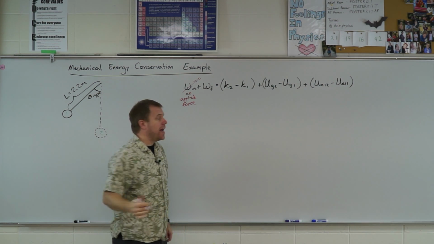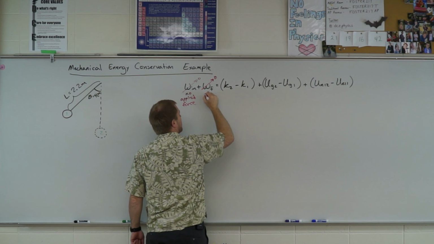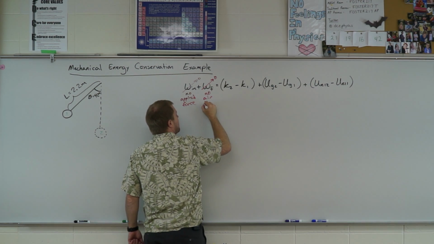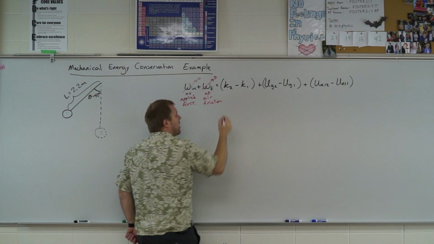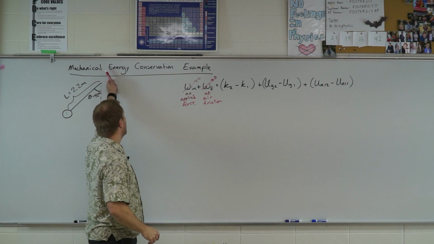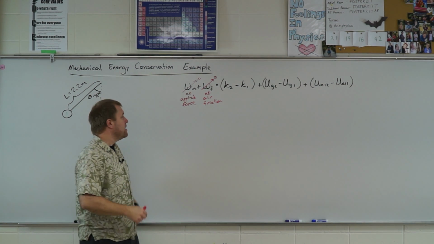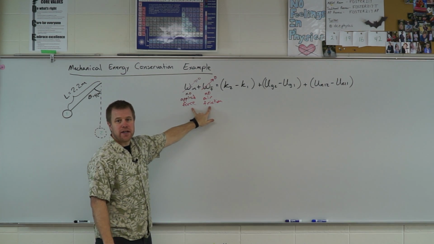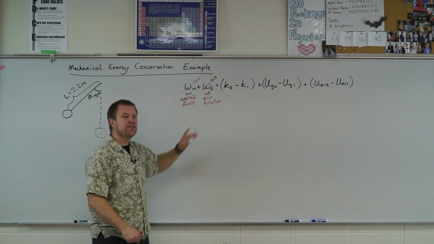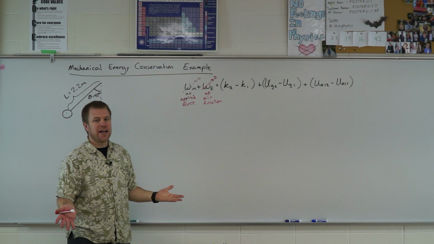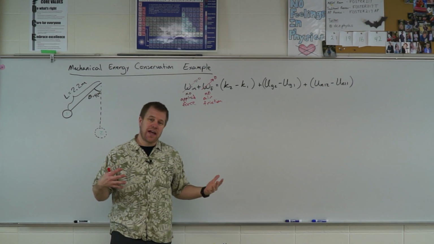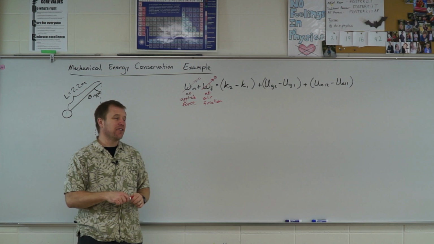We are going to ignore air resistance, so there's no work done by friction. And this is why this is a conservation of mechanical energy example, because we have no work in and no work done by friction. Whenever both of these are zero, it's called a mechanical energy conservation problem as opposed to just a work kinetic energy problem.